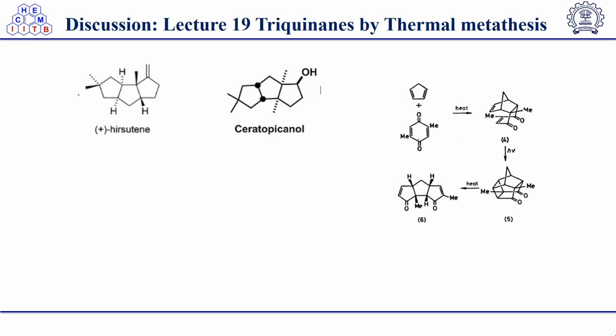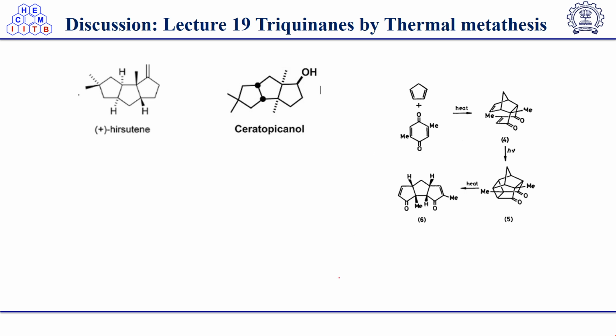So this is what we discussed, that is thermal metathesis, cyclopentadiene and this benzoquinone. It will give this product by 4 plus 2 cycloaddition reaction, which upon photochemical condition will undergo 2 plus 2 cycloaddition reaction to get this Cookson's diene, which upon pyrolysis, retro 2 plus 2, will take place to give this product. So this is the core structure of these linear triquinanes, hirsutene and ceratopicanol, where he is using a thermal metathesis to get this core structure in 3 steps with 100 percent atom economy.